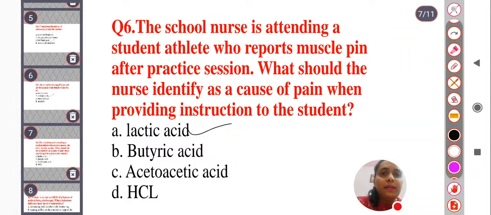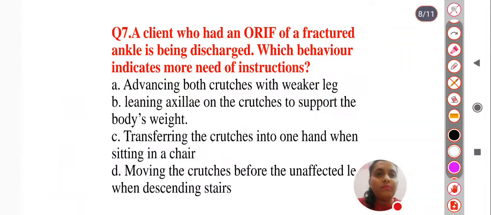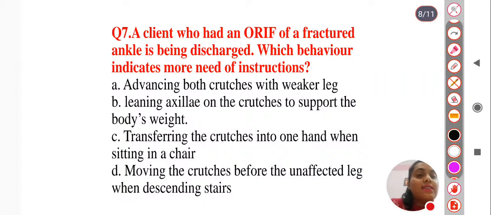Now let's move further. Question number 7. A client who had an ORIF of a fractured ankle is being discharged. Which behavior indicates more need of instruction? Answer options are: A. Advancing both crutches with the weaker leg. B. Leaning the axilla on the crutches to support the body's weight. C. Transferring the crutches into one hand when sitting in a chair. D. Moving the crutches before the unaffected leg when descending stairs.